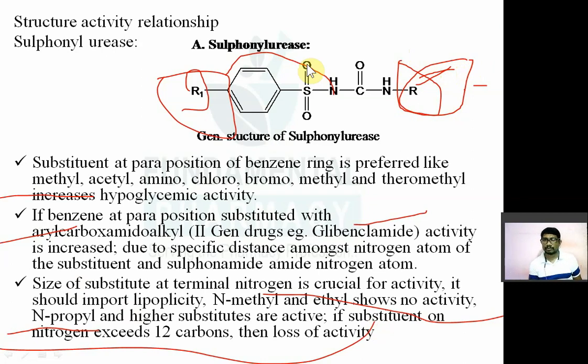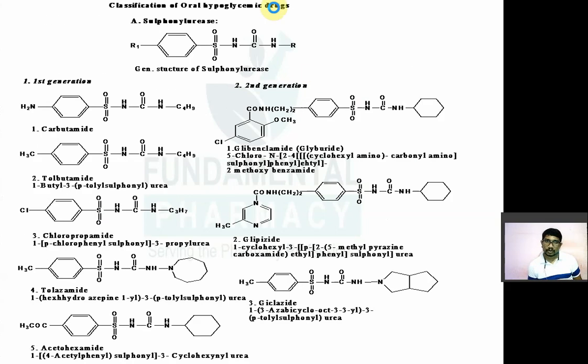So there are only 3 points in the structure activity relationship of your sulfonylureas. You can search any book, every book has only this much. Okay. Now the drugs, sulfonylureas. Remember the general structure of sulfonylureas. Now the first generation sulfonylureas.